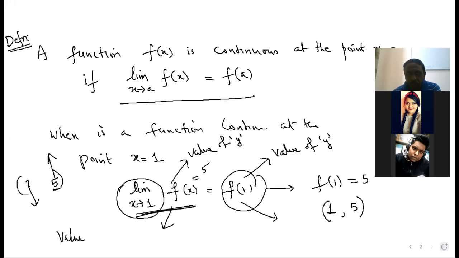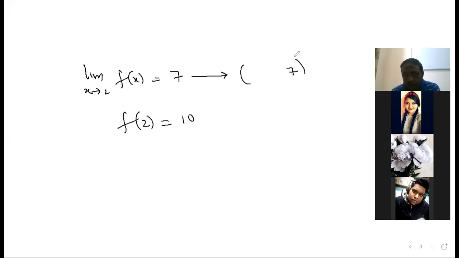If I write like this, limit x tending to 2 f of x is 7, and if I write f of 2 is 10, what does that mean? Tell me. The value of y is 7 somewhere near 2, when x is in the neighborhood of 2. When the value of x comes in the neighborhood of 2, the value of y will come in the neighborhood of 7. Here also neighborhood, and here also neighborhood.